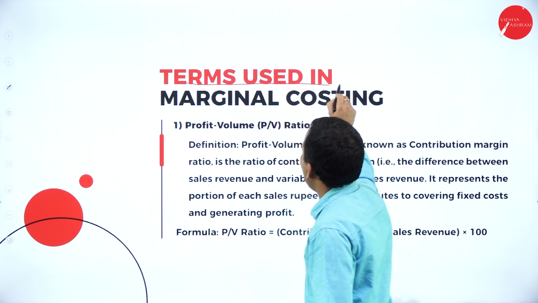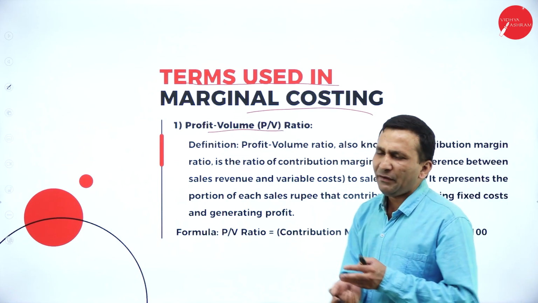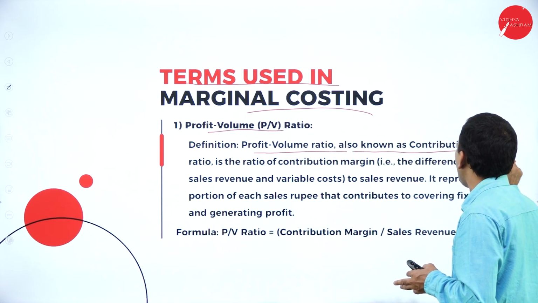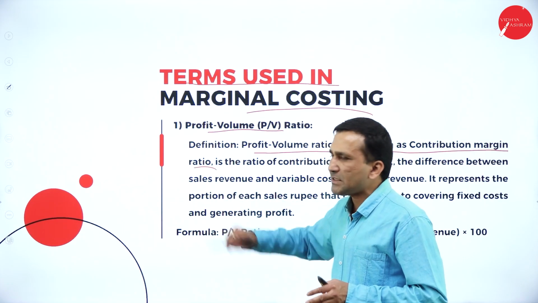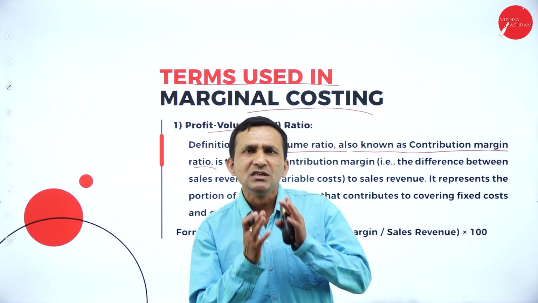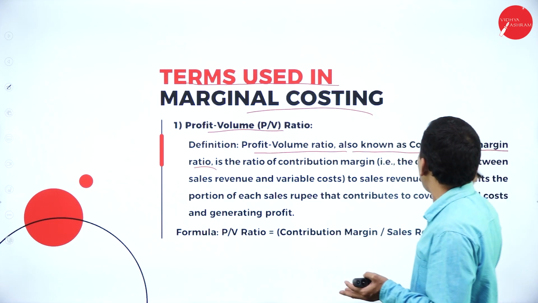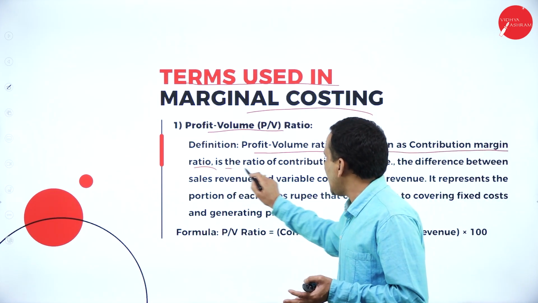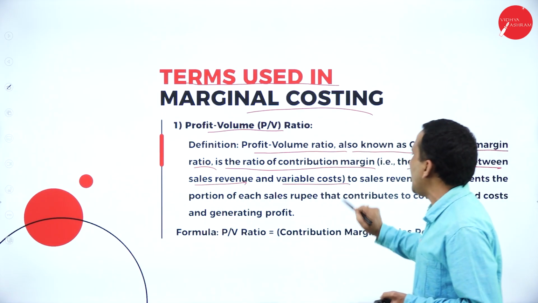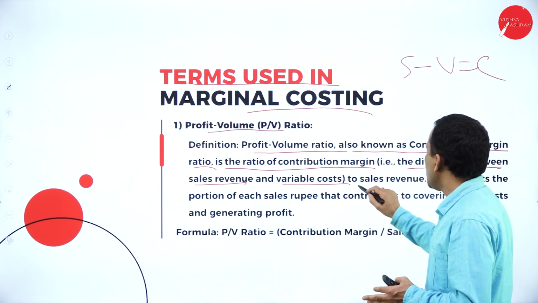Moving to the terms used in marginal costing, the profit volume ratio, or PV ratio, is very important. The profit volume ratio is also known as the contribution margin ratio. You need to get the contribution first: sales minus variable cost. If you subtract, you will get the contribution. The contribution margin ratio is the ratio of contribution margin, that is, sales revenue minus variable cost, to sales revenue.